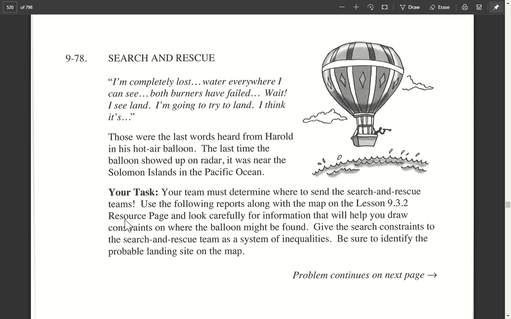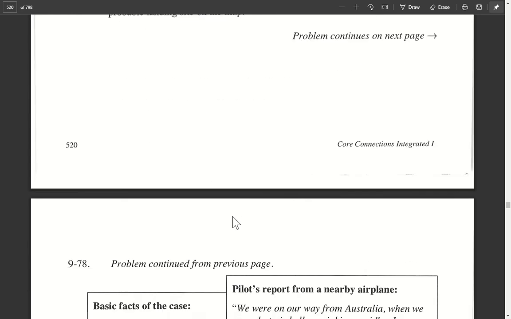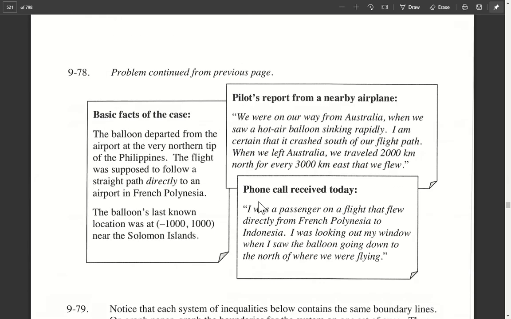But also you're going to have a graph where it specifies the area that we should be searching. So if I go on to the next page here, these are in your book. You can look at this from there. But here they are. Basic facts of the case. The balloon departed from the airport at the northern tip of the Philippines. The flight was supposed to follow a straight path directly to an airport in French Polynesia.